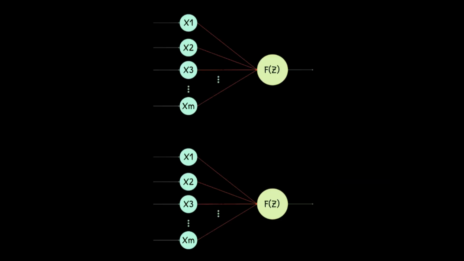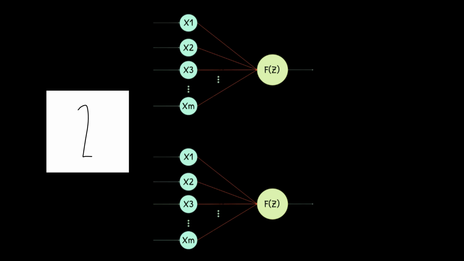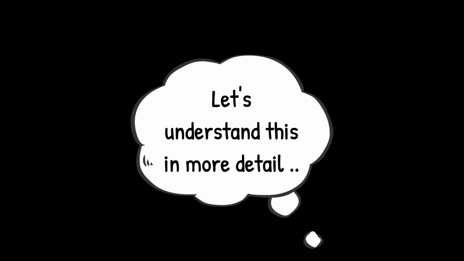Mimicking how our brains work, if we expose two different perceptrons to the same input data, they can lead to two totally different outputs. But how does that happen? Let's understand this in more detail.